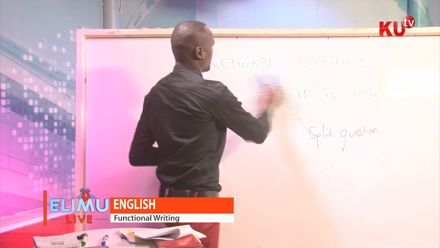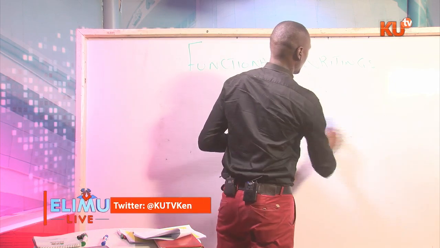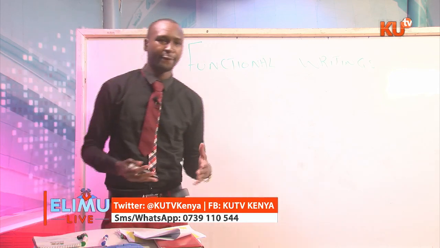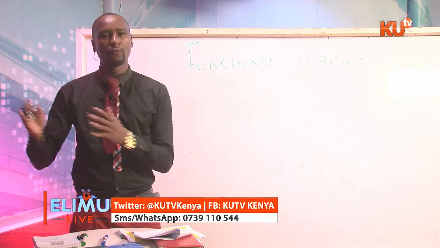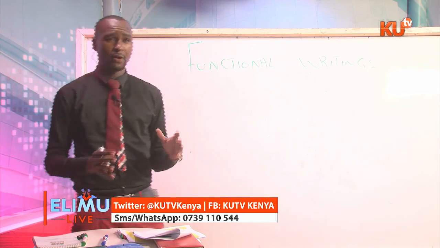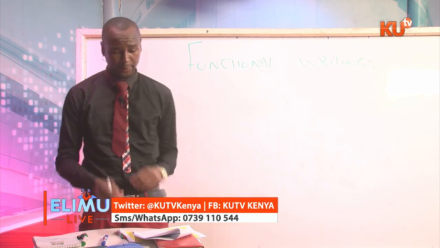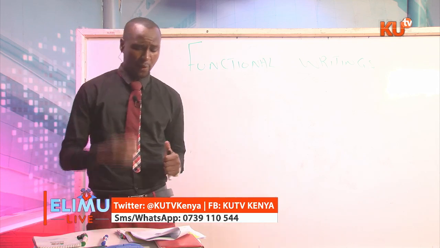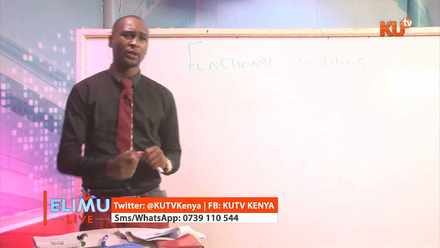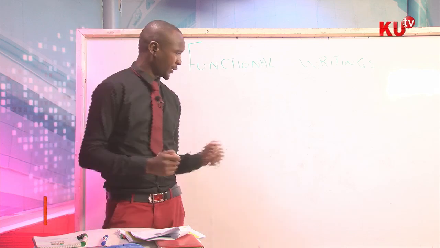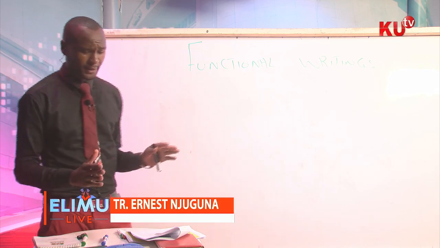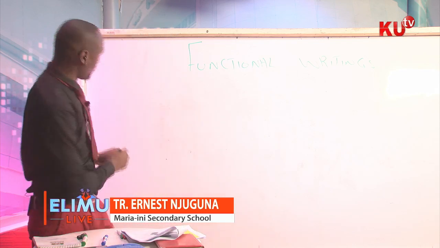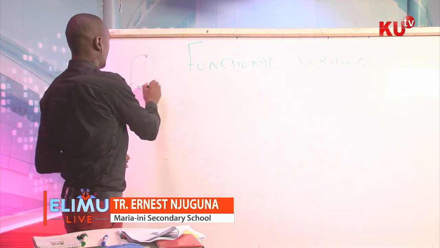Now, functional writings are tested from Form 1 up to Form 4. Today, our main focus will be the items for Form 1, but for the sake of all the learners, I want to highlight the functional writings from Form 1 to Form 4. I'll just mention them in passing so that we can concentrate on Form 1. The Form 1 functional writings are as follows.